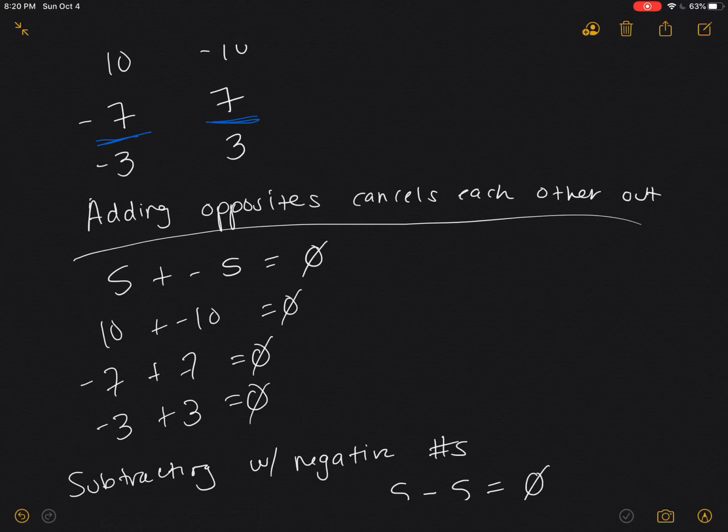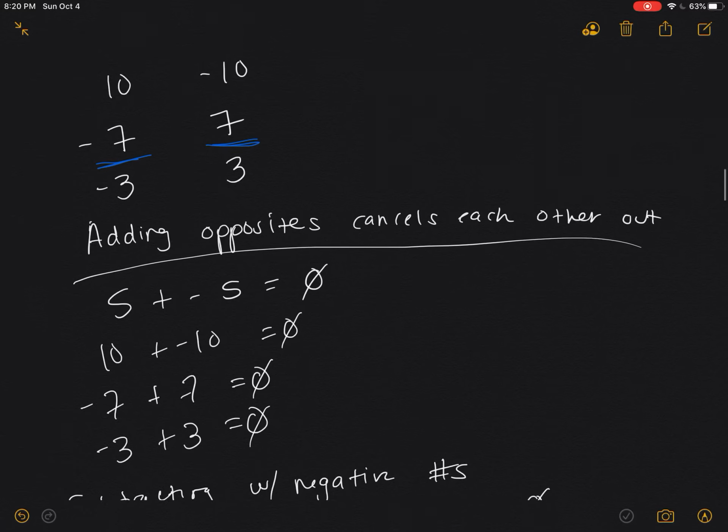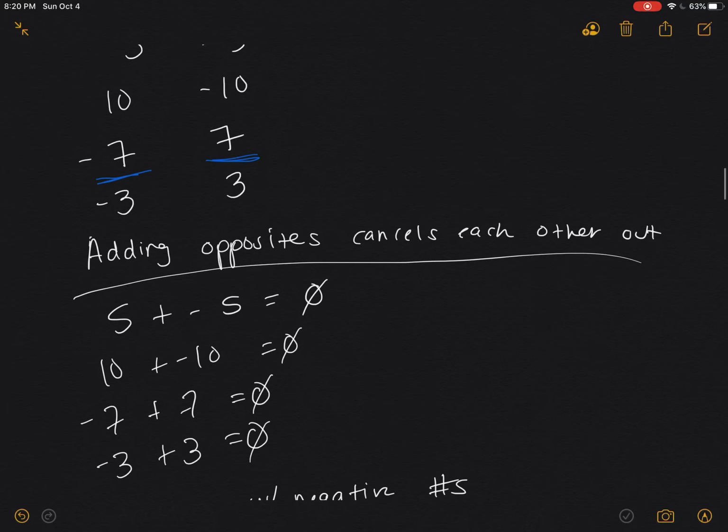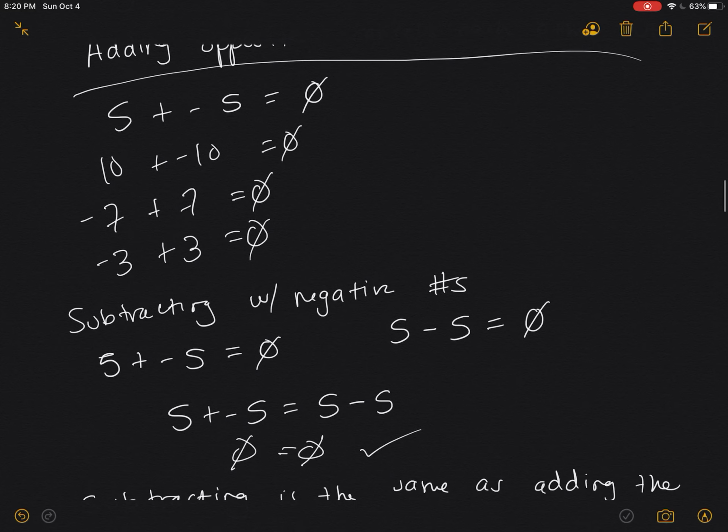So adding opposites cancels each other out. You get 0, right? So 5 plus -5 gives you 0. 10 plus -10. These are just all the ones that I did right up above. -7 plus 7. They all give you 0. Right? So that leads me into subtraction.